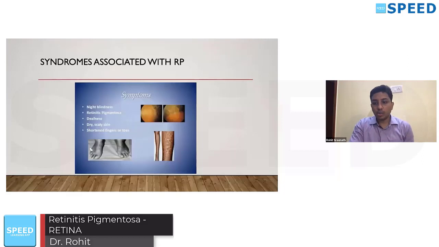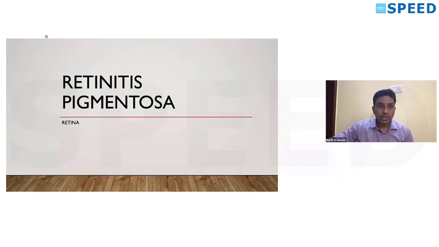So today we'll be discussing retinitis pigmentosa, a very important topic from the exam point of view. First thing we should know is the triad in retinitis pigmentosa. So what is a triad?